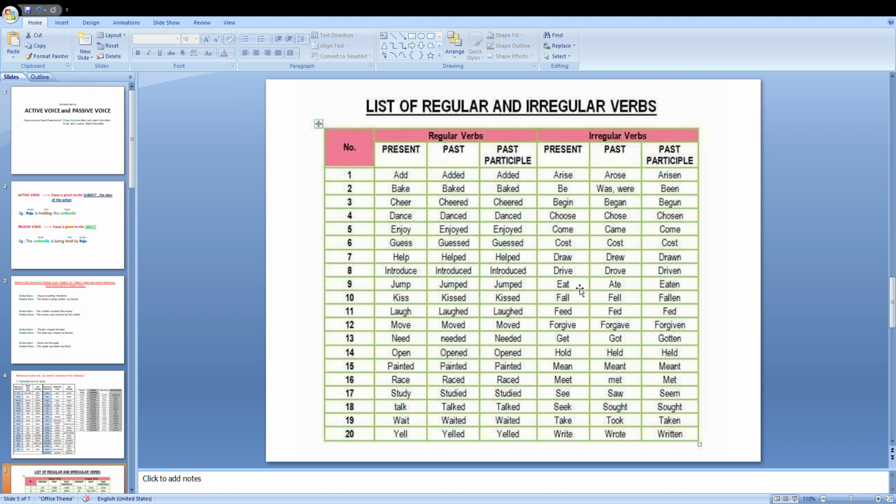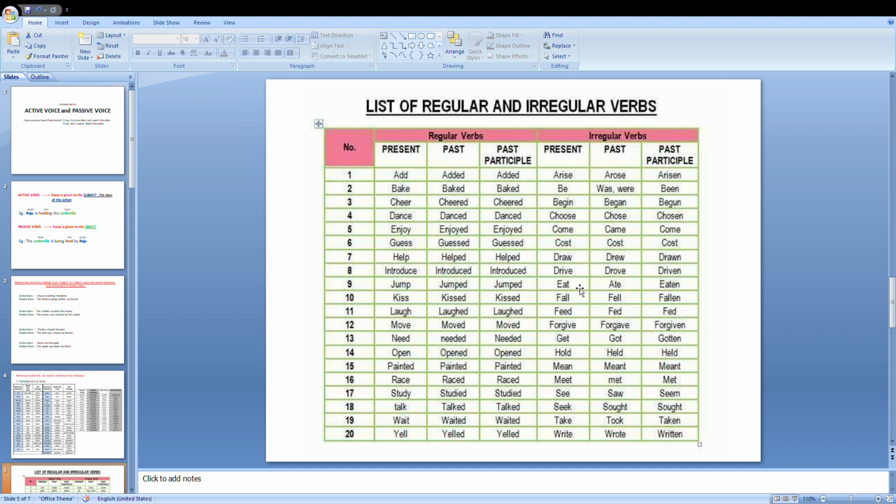If we look at irregular verbs, let's take eat as an example. Eat is in its present tense. When we convert that into past tense, it becomes ate. And the past participle of eat is eaten. For fall, it is fall, fell, fallen. For feed, it is feed, fed, and fed. Forgive, forgave, forgiven.